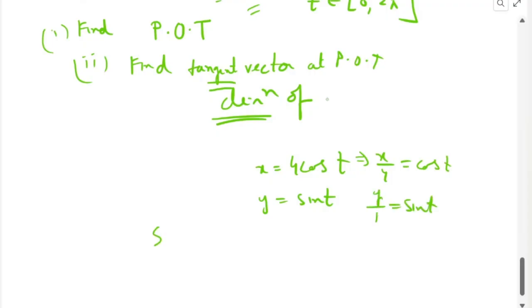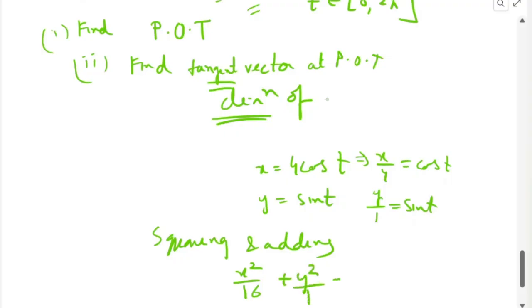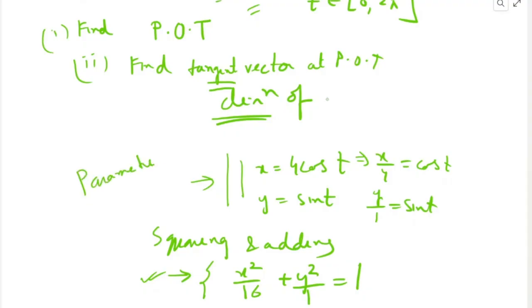So squaring and adding, what do you get? x squared by 16 plus y squared by 1 equals 1, because cos squared t plus sin squared t equals 1. So just think, you already know this curve. This is an ellipse with major axis 4 units and minor axis 1 unit, x squared by a squared plus y squared by b squared equal to 1. So this is ultimately an ellipse, but it is in a parametric form. So this is a parametric equation of this ellipse.